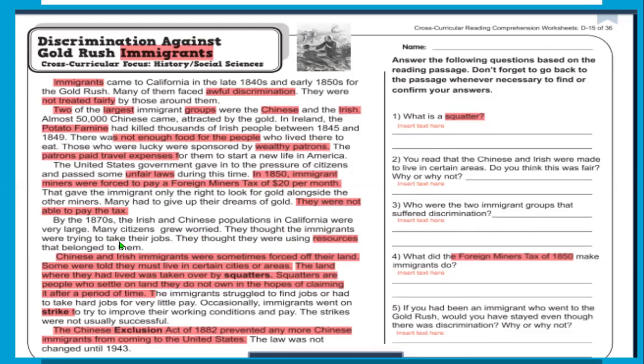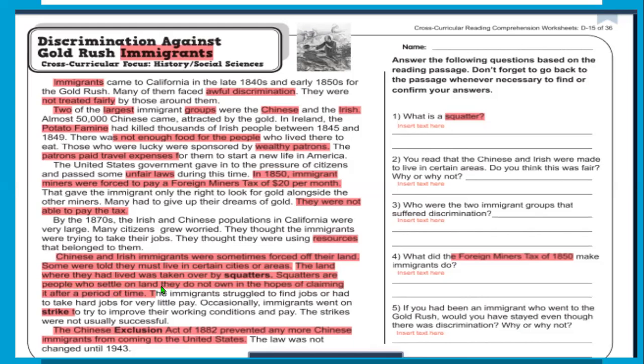They thought the immigrants were trying to take their jobs. They thought they were using resources that belonged to them. Chinese and Irish immigrants were sometimes forced off their land. Some were told they must live in certain cities or areas. The land where they had lived was taken over by squatters.